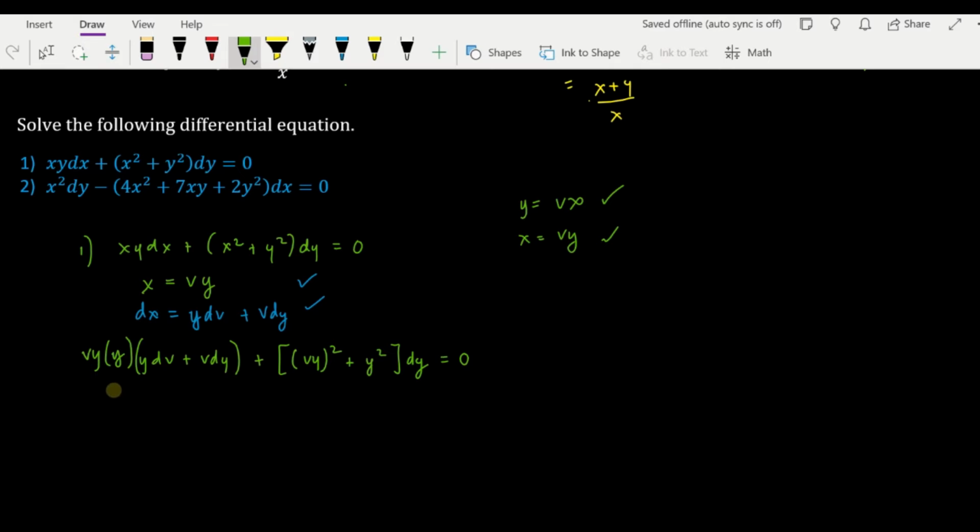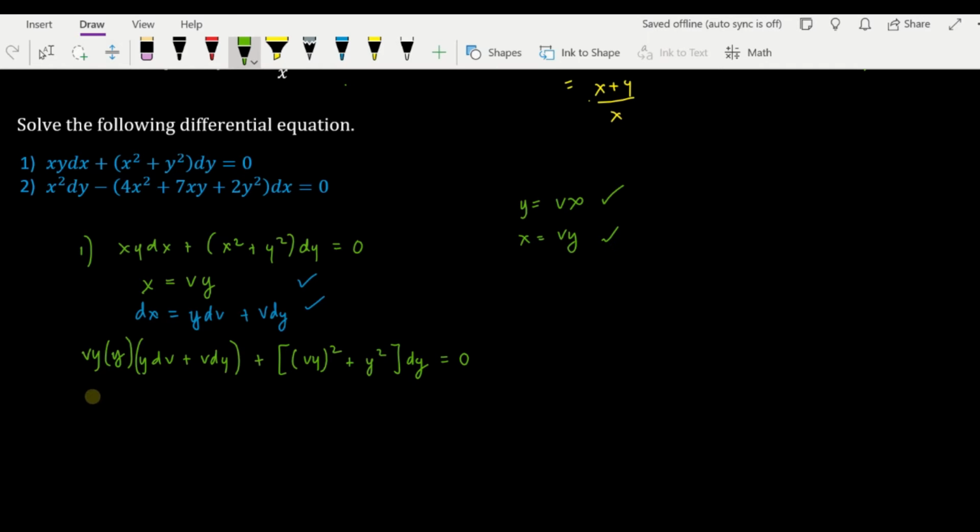So, makikita ninyo dito, ito, vy squared. So, may y squared to. Itong single term lang to ha. Ito may y squared. Ito din, y squared. Ito may y squared. So, pwede na natin i-divide lahat ng terms sa y squared. So, makakancel na yung y squared.